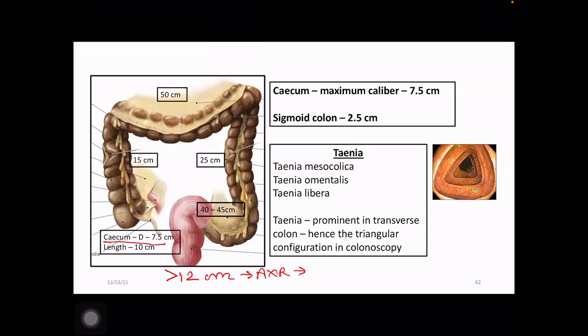So 12 centimeter is the cutoff for cecal dilatation at which you have to contemplate a decompressive procedure. The ascending colon is 15 centimeter, transverse is 50, descending is 25, and the sigmoid is 40 to 45 centimeter. The maximum caliber is present in the cecum. Remember the 12 centimeter cutoff for intervention if the cecum dilates, because that's a high risk for cecal necrosis and perforation. The sigmoid colon has a narrow diameter, around 2.5 centimeter. Always remember the colon has three tinea: tinea mesocolica, tinea omentalis, and tinea libera. The tinea is prominent in the transverse colon, and that is why the transverse colon has a triangular configuration in colonoscopy.